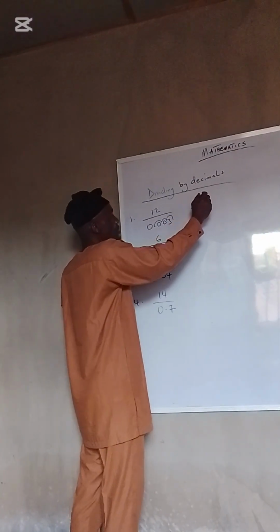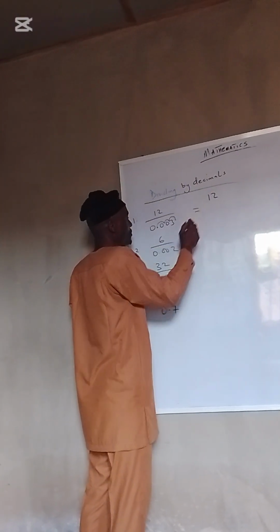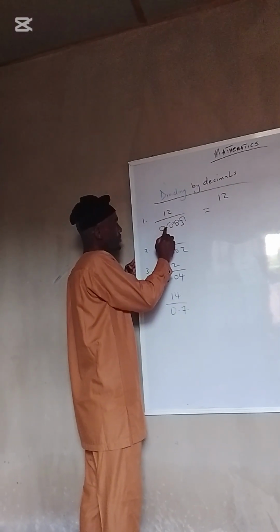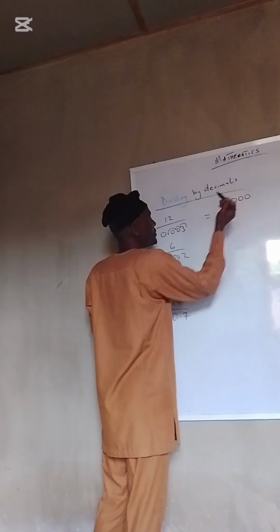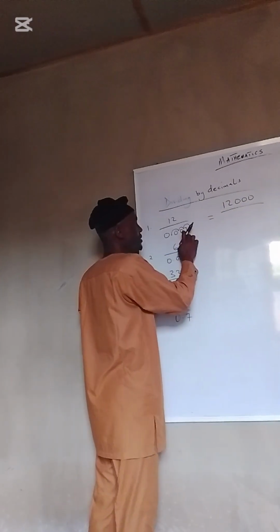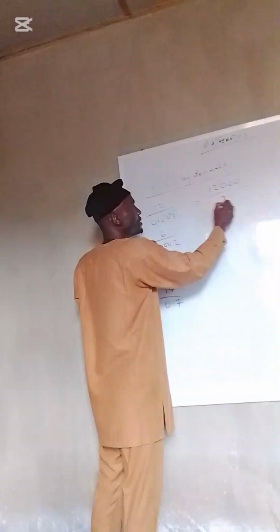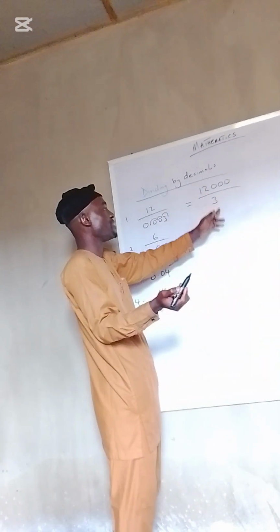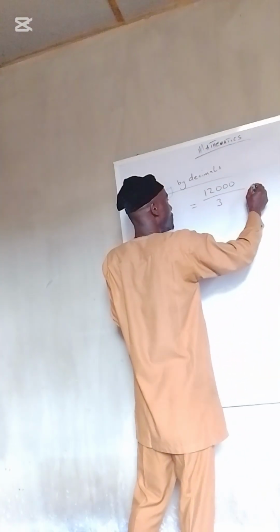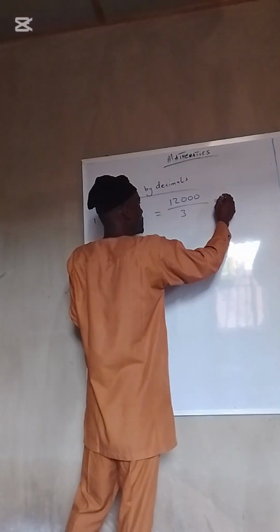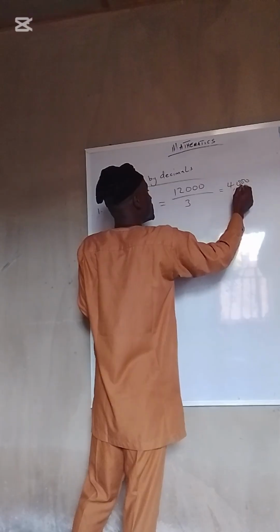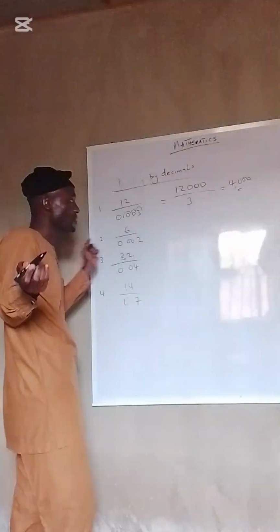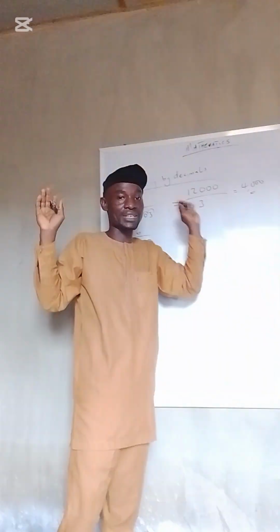Now we bring out this 12. This means that we add 3 places: 12,000. You now divide it by this last figure 3. That will be 12,000 divided by 3. That should give us 4,000. If you press your calculator, that's what you are going to get. So you don't need any calculator.